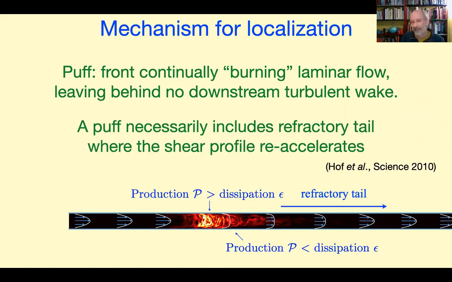And something that's important for the full story here, but I won't really make a point of it, is that there is this refractory region behind the puff where you have to reaccelerate the shear profile before you can excite another one. So there must be a gap here between patches of turbulence. Let me pay attention to my time.